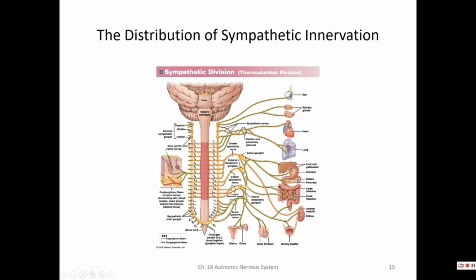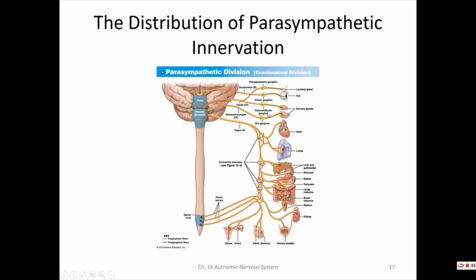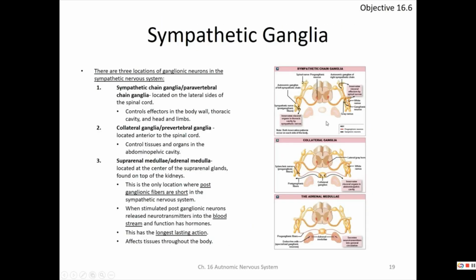Now, sympathetic ganglia. So if we want to go back and look right here, this image, we can see there's some ganglia here, here, here. Here's some other ganglia here as well. Here, some ganglia. Okay, so we can see some ganglia, collections of neuron cell bodies in the PNS, sorry. All right. So as we think about that, there are three types of sympathetic ganglia.